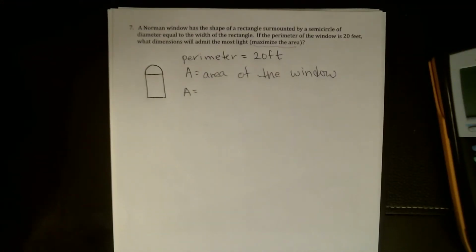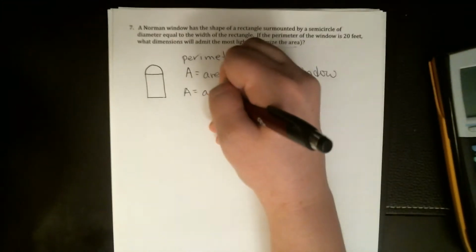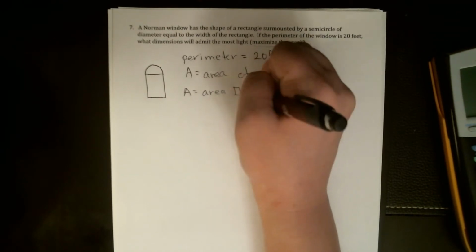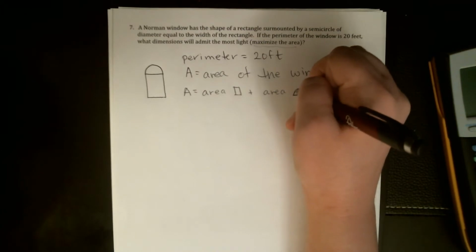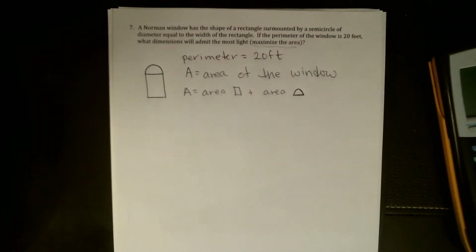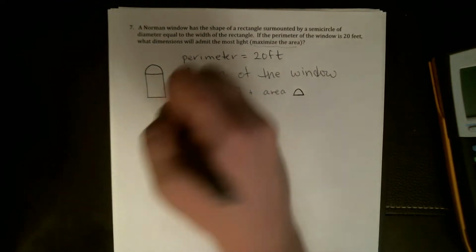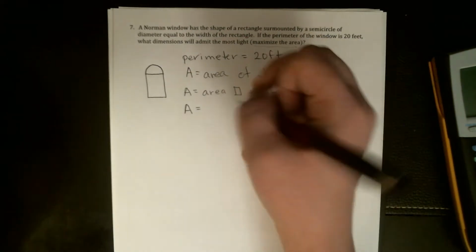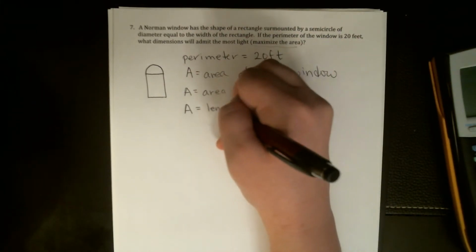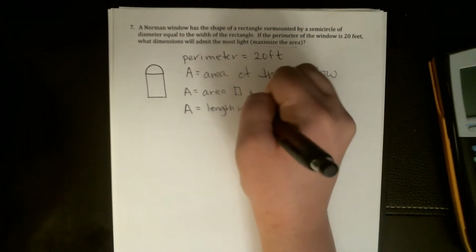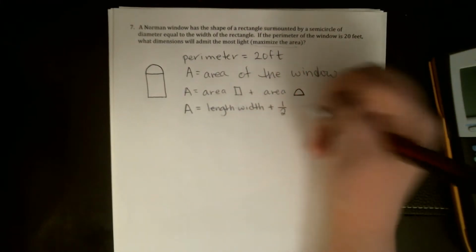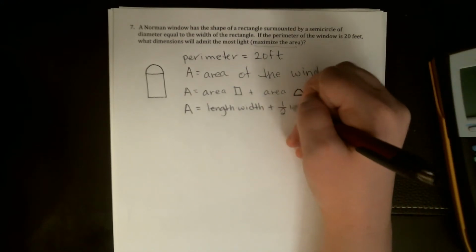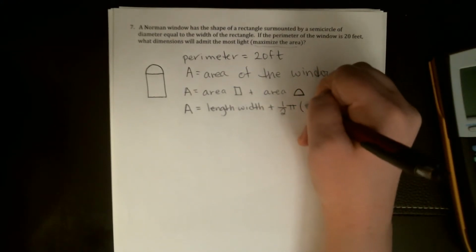So if I want the area of the window, I need the area of the rectangle plus the area of the semicircle. And again, whatever you want this work to look like, this is just to help you get going on a setup. So this doesn't have to be anything perfect. It's only for you. The area of the rectangle is going to be a length times width, and the area of the semicircle is half the area of a circle. The area of a circle is pi r squared.